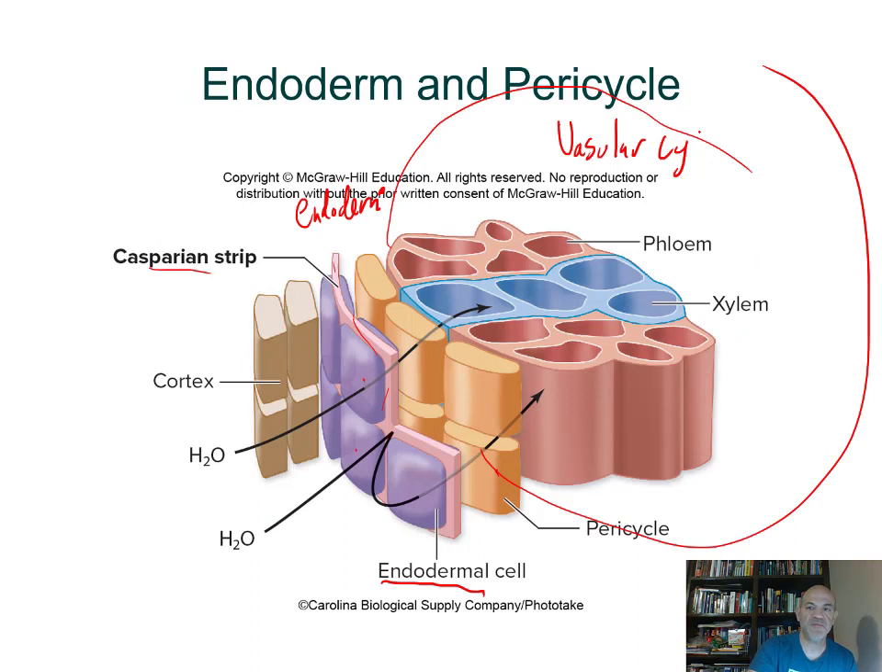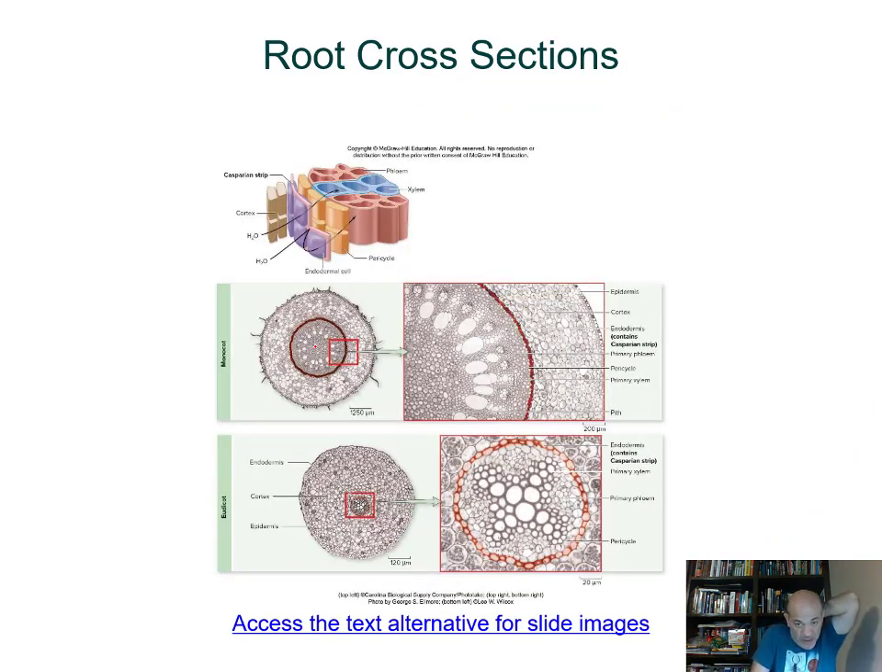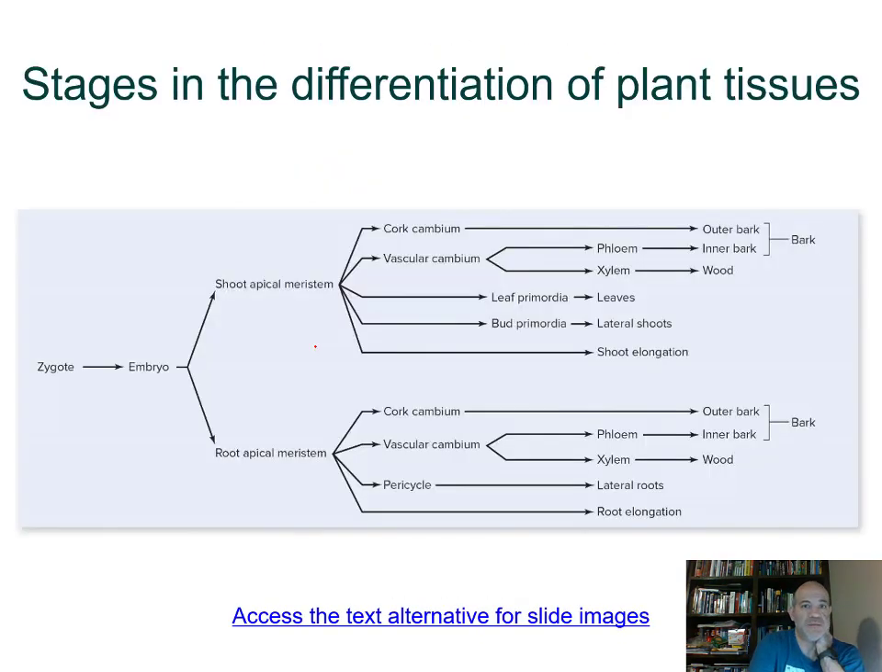Vascular cylinder or the stele. And then you have your cortical cells or cortex cells on the outside. Great, we showed that. Now this shows development.